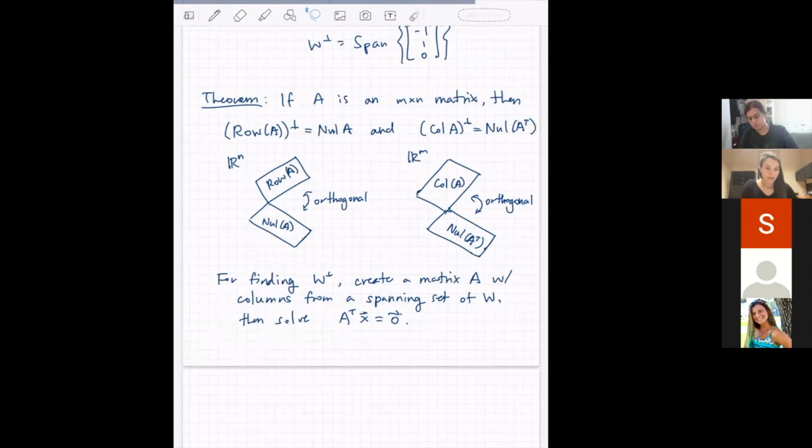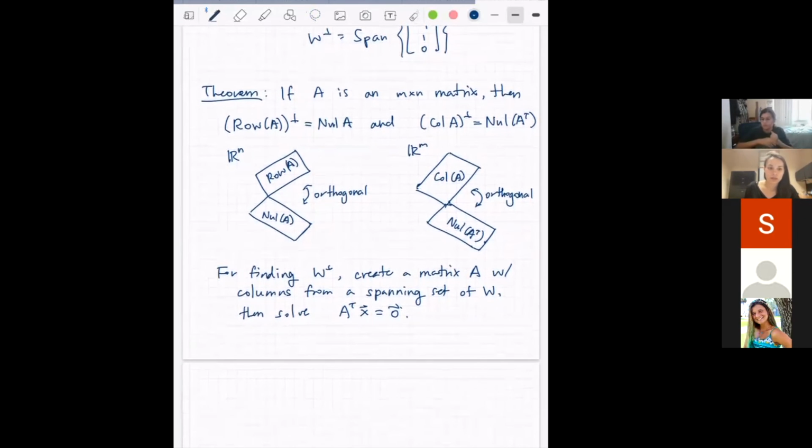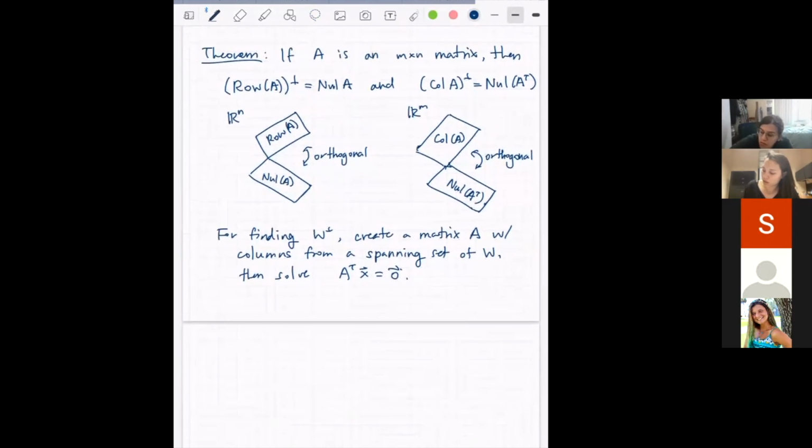How are we doing on time? Okay, so we're doing okay. This is everything that we're going to cover in 6.1. So now we're going to move on to 6.2, which talks about orthogonal sets.